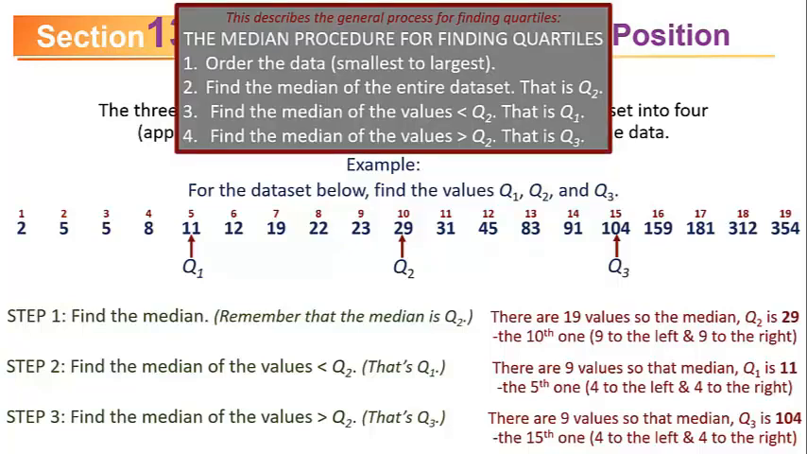Here's the procedure. Order the data from smallest to largest. In this case, it was already done for you, but sometimes it's not. Second step is to find the median of the entire data set. That's q sub 2. Then take the values to the left of q sub 2. The median of those values is q sub 1. Then go to the right of q sub 2 and find the median of those values, and that's q sub 3.